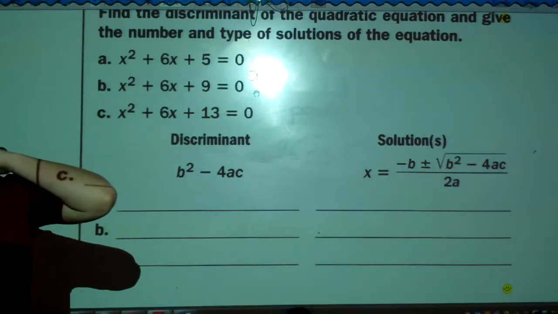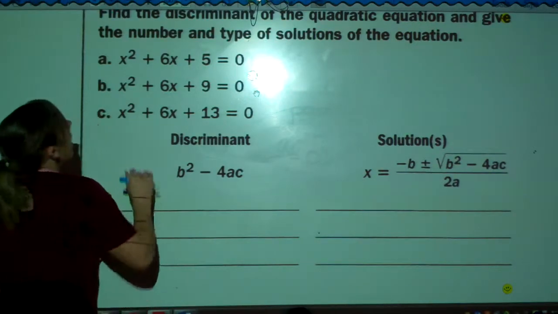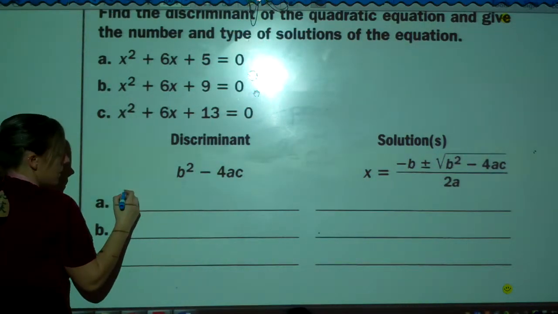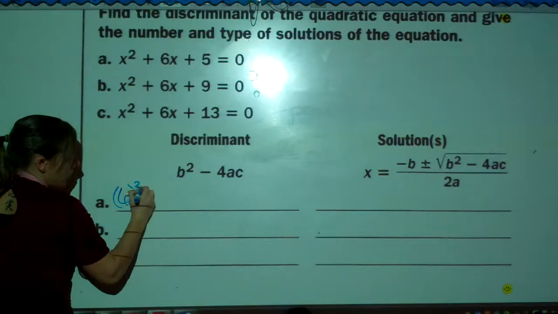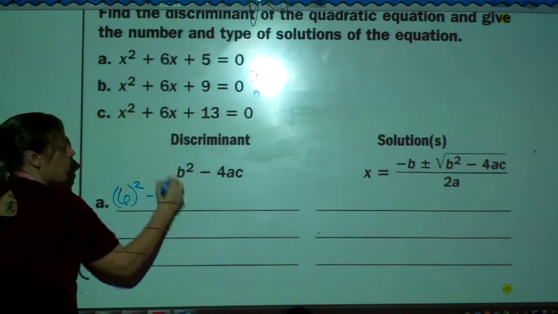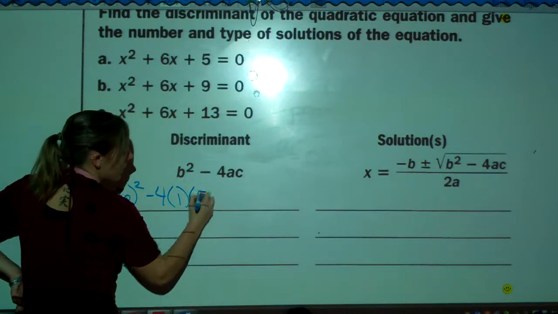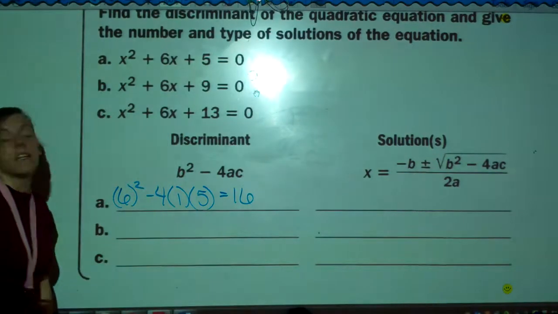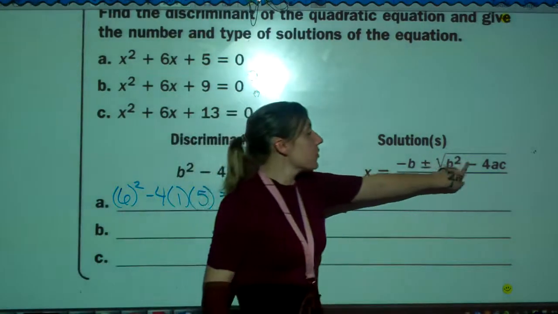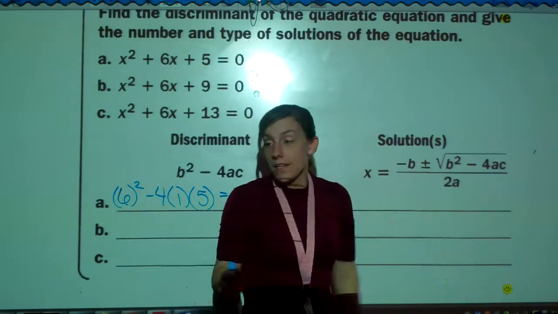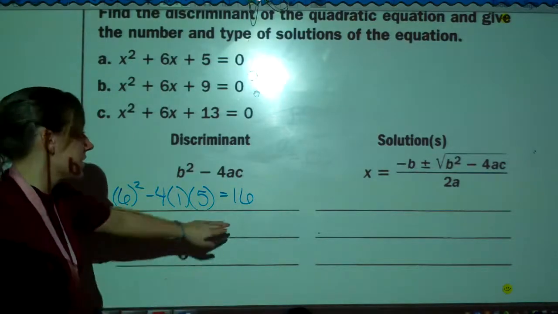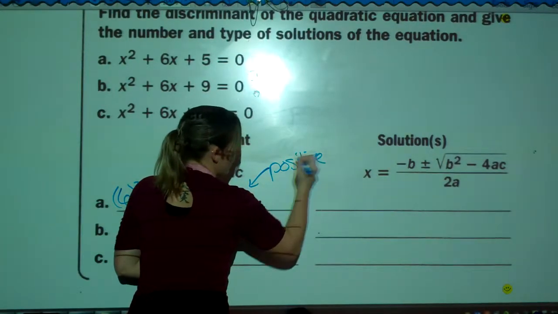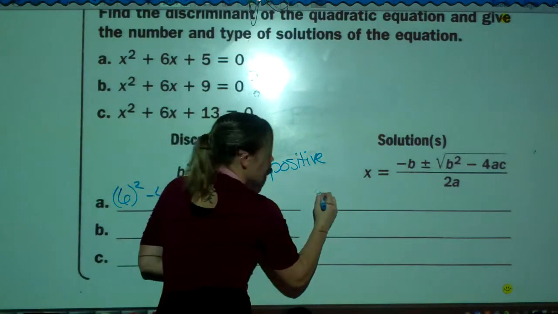Let me see if we've got enough room to work all that out. So, okay, for A, we know that B squared would be 6 squared. So that's 6 squared minus 4 times 1 times 5. So that's 36 minus 20. So that gives us the number 16. Since underneath this root is a 16, that means that we have two real solutions because it's a positive number. So this is positive. So, two real solutions.